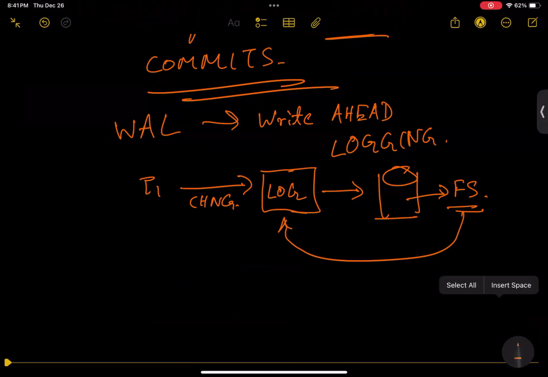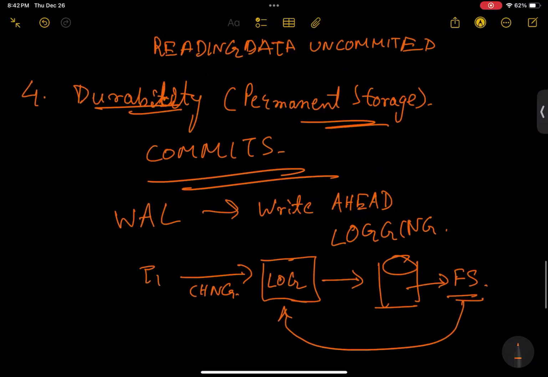There should be a log entry for that change that you are making to the file system: what block of data you are changing, how it is changing, and you maintain a log. And this log is supposed to be in a permanent store. So that is one way of achieving the durability aspect of it.